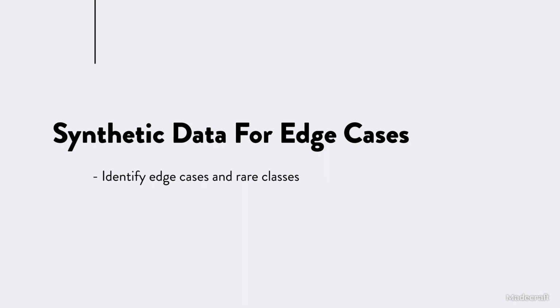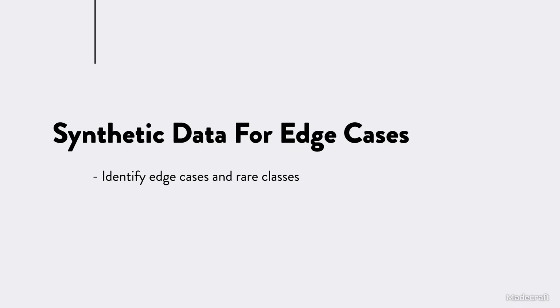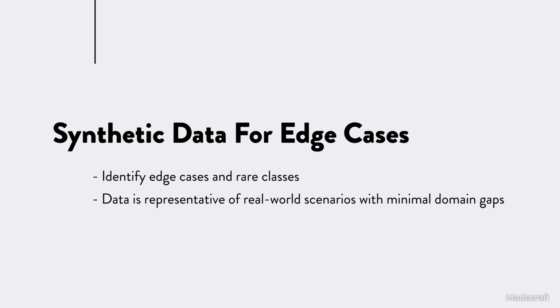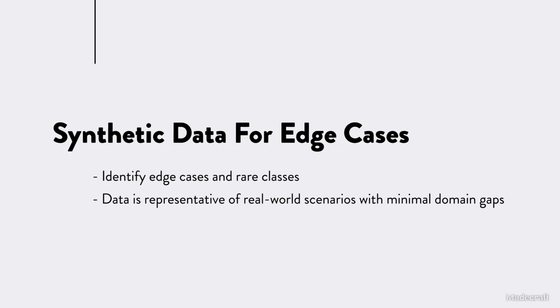First, you should identify your edge cases and rare classes. Understand what these scenarios are in your dataset. This could be rare diseases in medical images, or things like unusual animals and jaywalkers in self-driving. Second, check that your synthetic data actually represents the real-world scenario with minimal domain gaps. This can be done by manual inspection or by using a separate model trained on real data.